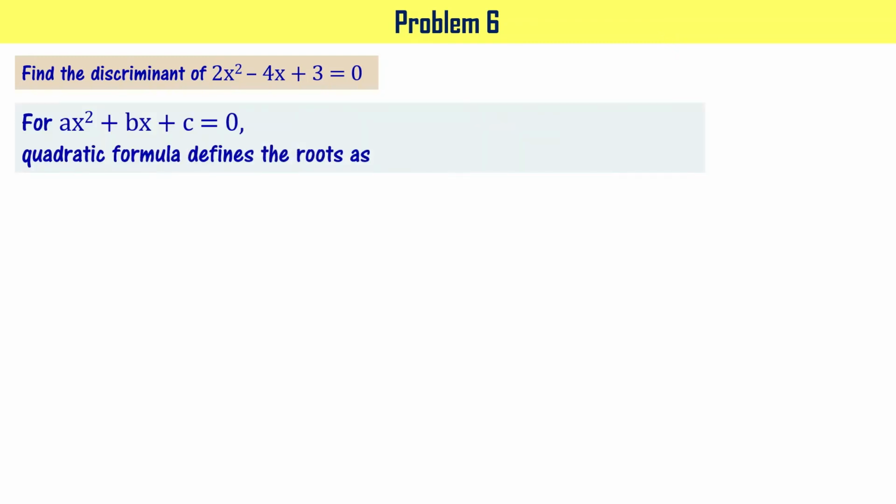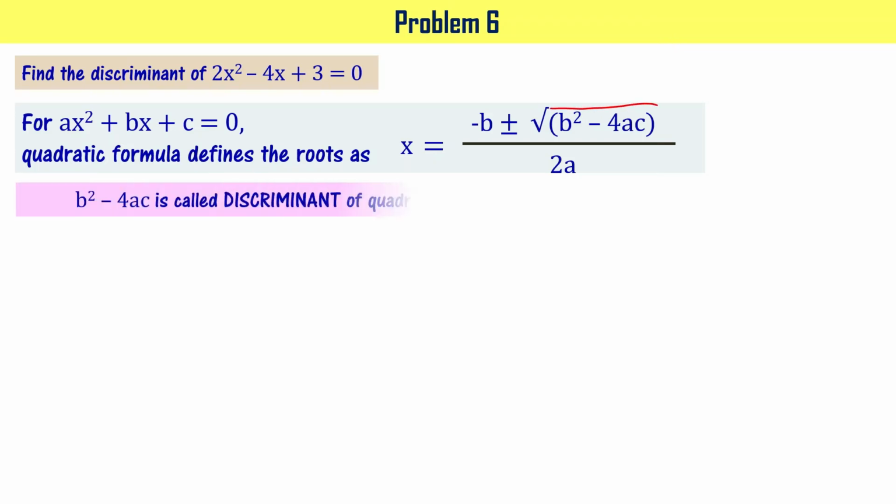The next problem is find the discriminant of 2x square minus 4x plus 3 equal to 0. We said that for ax square plus bx plus c equal to 0, the quadratic formula defines the roots as x equal to minus b plus or minus square root of b square minus 4ac divided by 2a, right? In this formula, b square minus 4ac, which is under the root, is called discriminant of the given quadratic equation. B square minus 4ac is called discriminant of quadratic equation.